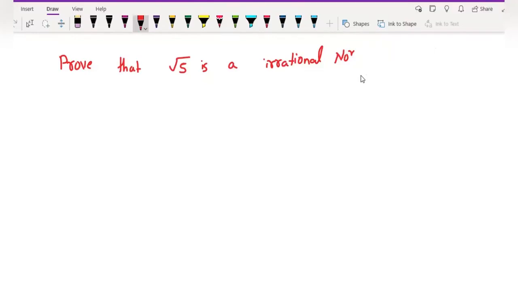Hello everybody. In this video we'll be discussing: prove that root 5 is an irrational number. This is the question we will discuss, and as you all know, this question is compulsory. Either they may ask you the value of root 5, or root 3, or they may ask you to prove that 3 plus root 5 is an irrational number. The concept remains the same.